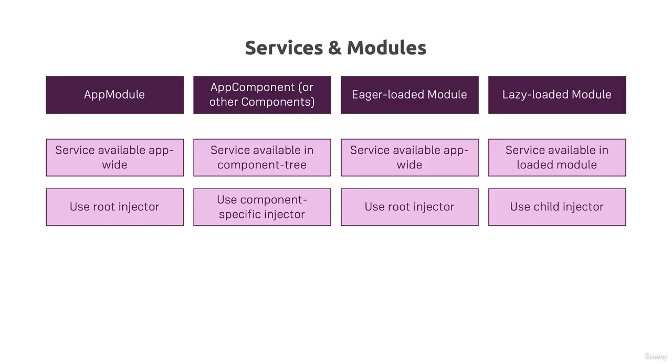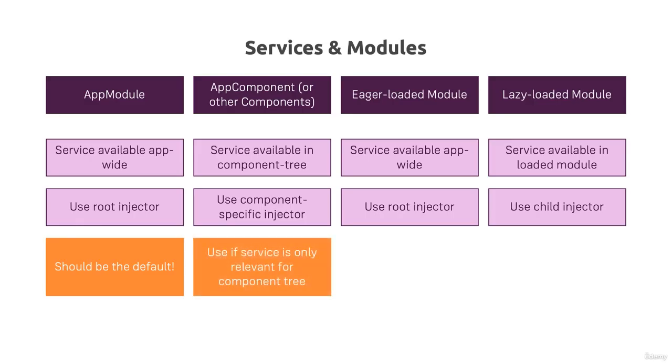Therefore, the default should be that you use the app module or, again, provided in root in add injectable. You, of course, might have scenarios where a component tree needs its own service. For example, if that component tree somehow has a service that only matters for these components and doesn't matter application-wide, then there is no need to provide the service application-wide. You can instead provide it in that component.